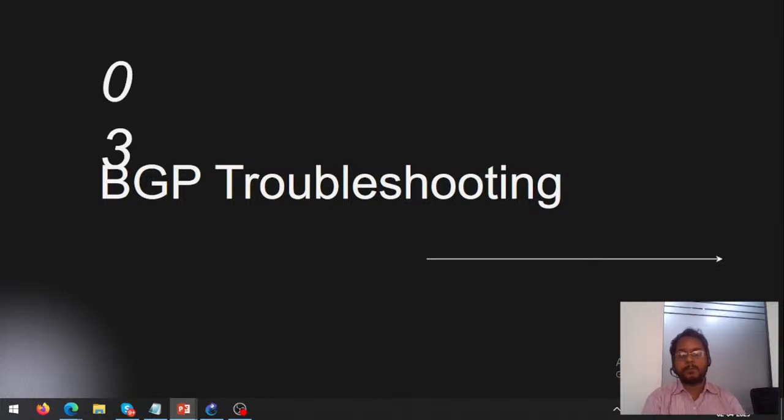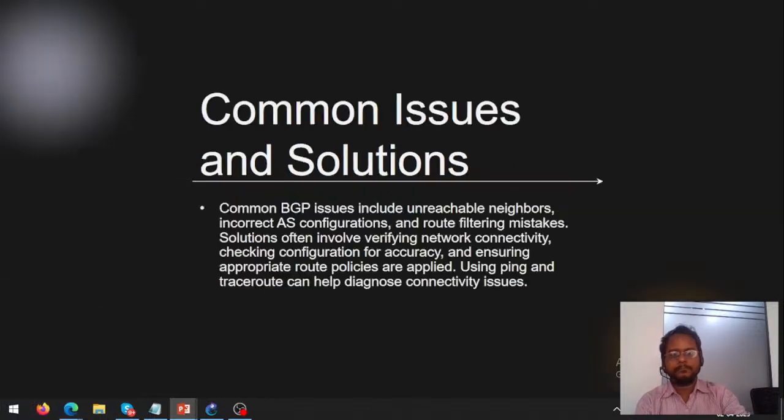Then, in BGP troubleshooting, the common BGP issues include unreachable neighbors, which I was talking about. If you cannot ping the address of the neighbor, whether it is a loopback or, say, the Ethernet port, then definitely there is no neighbor relationship. Incorrect AS configurations: say you have two or three routers in the wrong AS. You are configuring IBGP and giving the wrong AS number, or configuring EBGP and giving the wrong AS number.